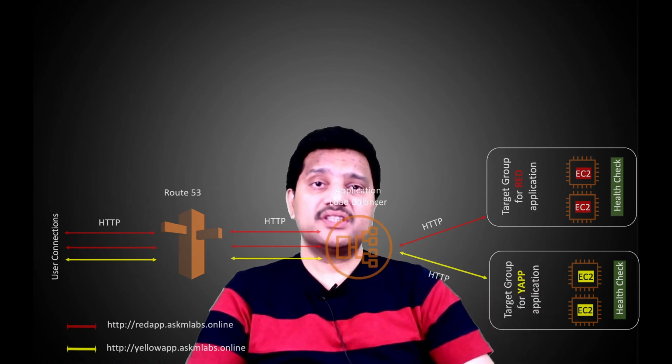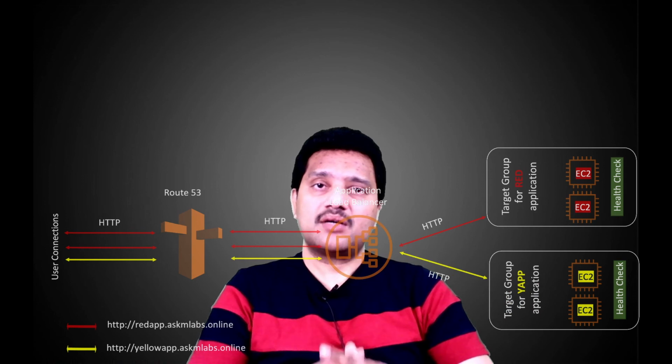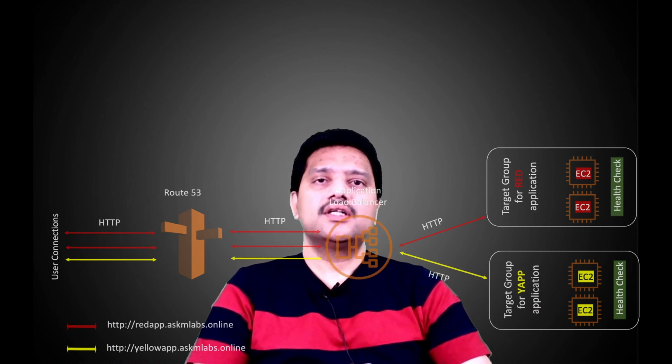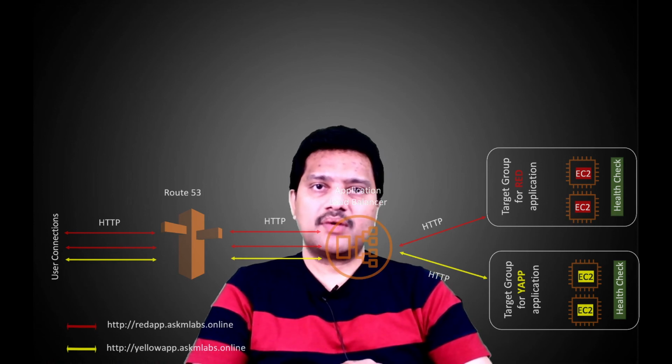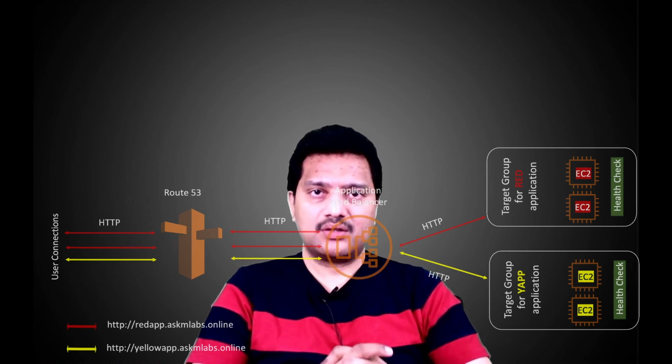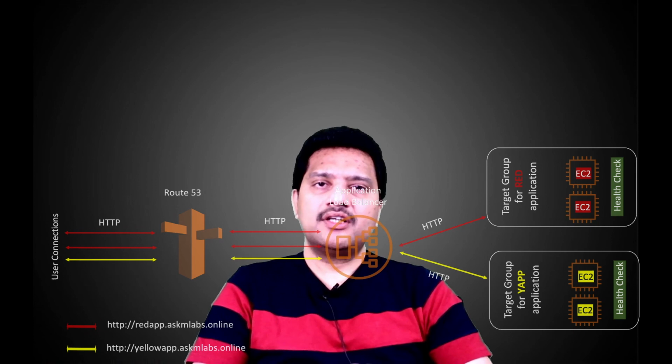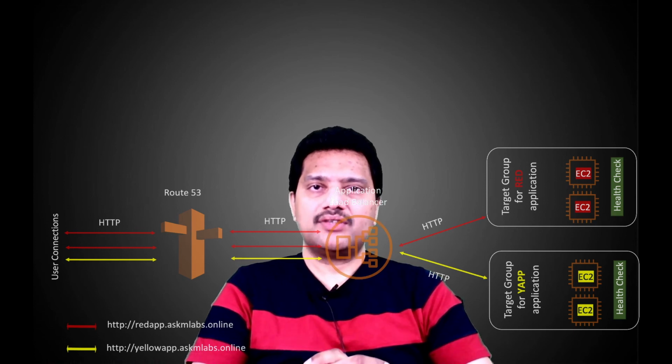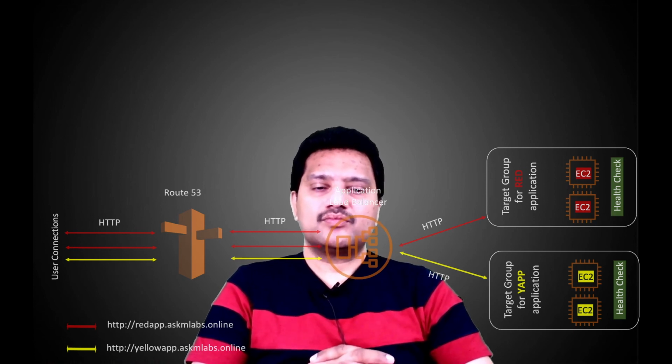Okay, hope this gives some idea about the application load balancer and how to use it with host based routing. I have a different video where I have talked about path based routing, so I suggest you go and watch that video as well. So that's all for this demo.